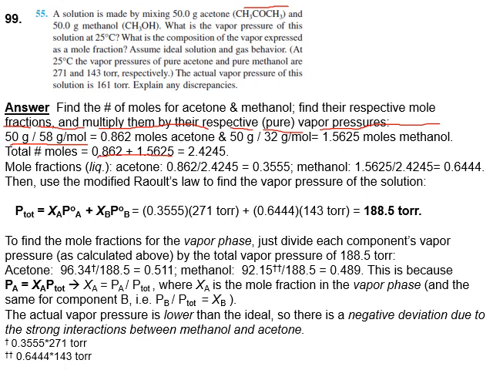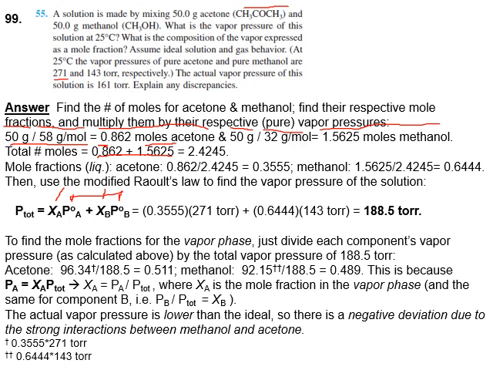So if I divide the moles of acetone by 2.4245, I get the mole fraction for the acetone, and if I divide the moles of methanol by 2.4245, which is the total, I get the mole fraction for the methanol. In other words, I get the Chi A when I do the first thing and the Chi B when I do the second thing. The pure vapor pressures for A and B were given in the problem statement here and here.